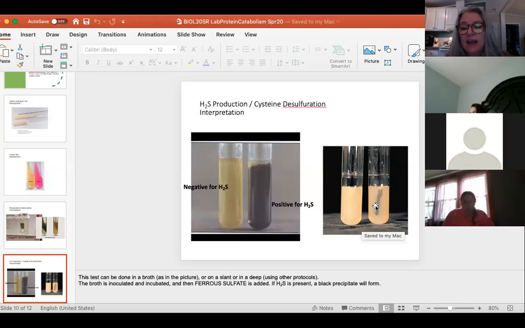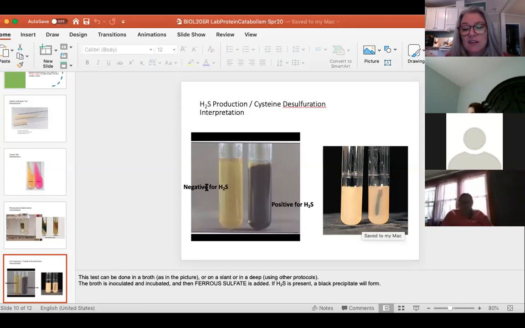Now, I also have two different pictures on this slide, because you can do the hydrogen sulfide test either in a broth or in agar. It really depends on the microbe that you're trying to grow, which one might be better.